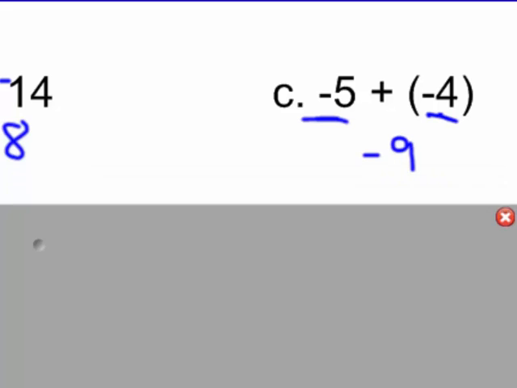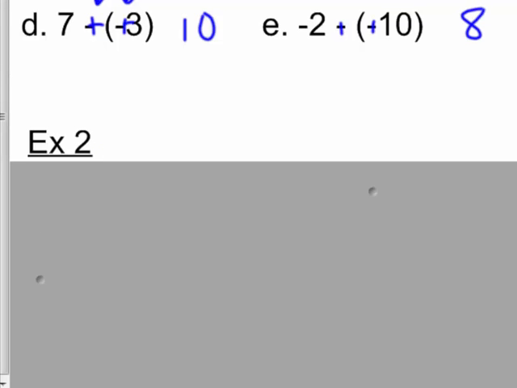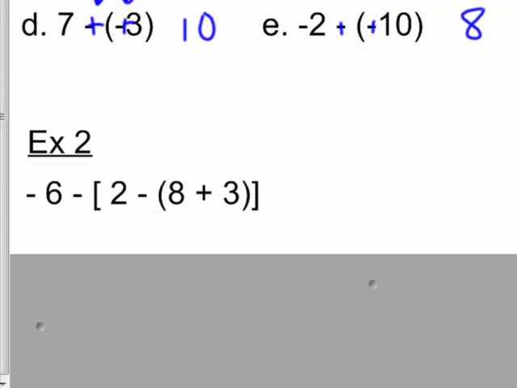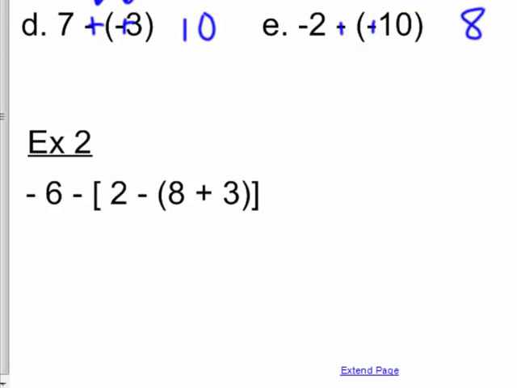In C, I have 5 negatives, 4 negatives, so I get 9 negatives. In D, minus a negative here. I'm going to add the opposite. Now the opposite of negative 3 is a positive 3. So 7 plus 3 gives us 10. In E, minus a negative again. So negative 2 plus 10. There's more positives. How many more positives? 8 here.